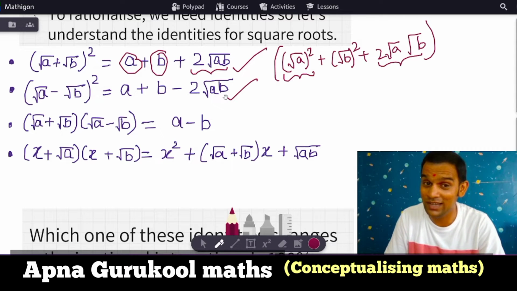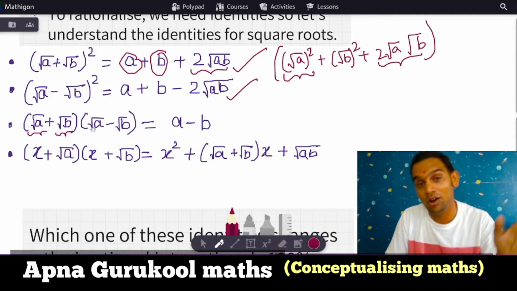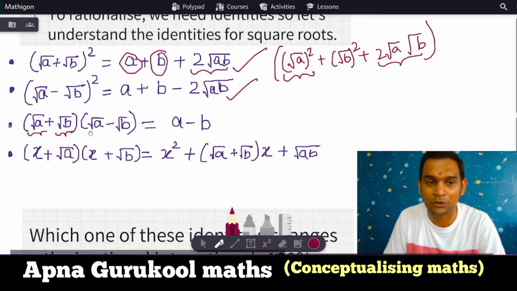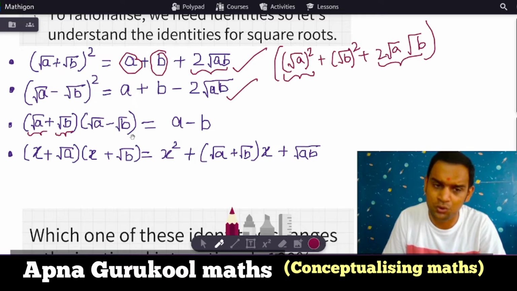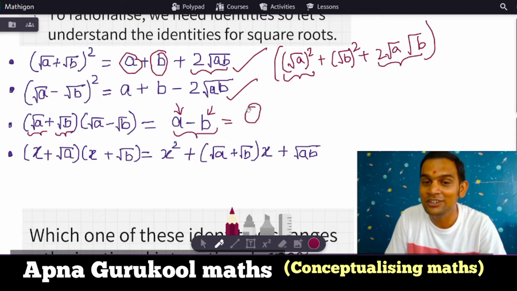Now, something interesting happens over here. When we have square root of a plus square root of b, and we use the identity of its negative version, square root of a minus square root of b, which is also called the conjugate, because only one of the operations has been changed and the numbers remain the same, what do we get? We get a minus b. a is a rational number. b is also a rational number. When you subtract two rational numbers, we get a rational number.